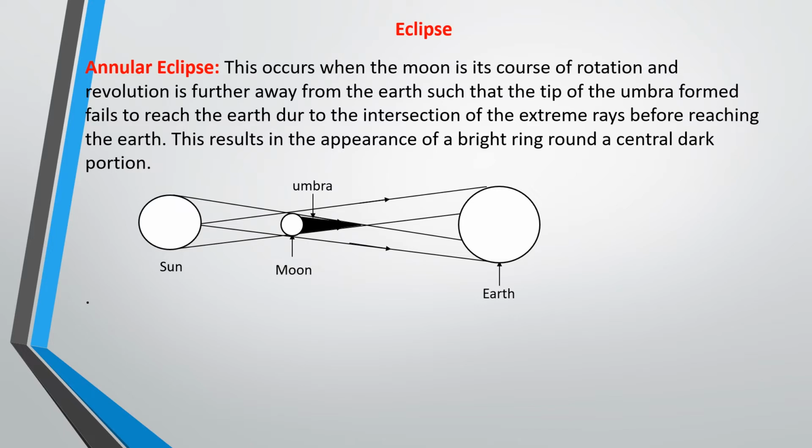So as I said, this eclipse occurs when the rays that are coming from the sun intersect before reaching the earth, and because of that, you now have a ring, like a round, a central dark portion. That's what they will see. Okay, so that is what is known as annular eclipse.